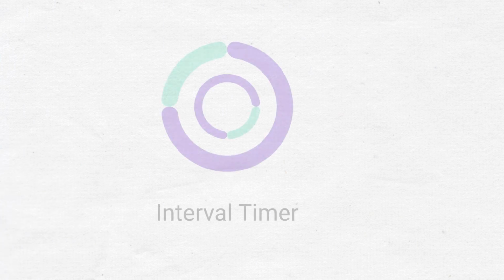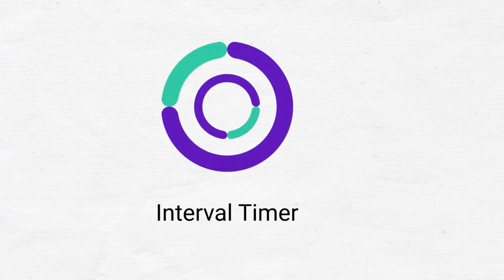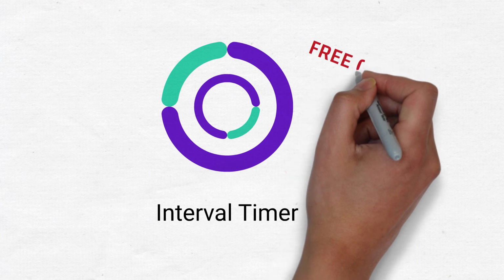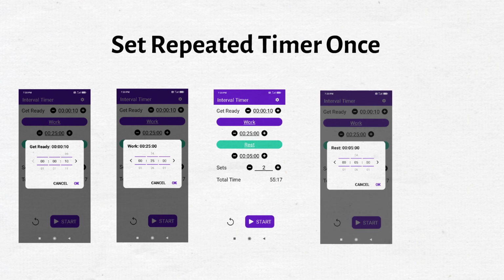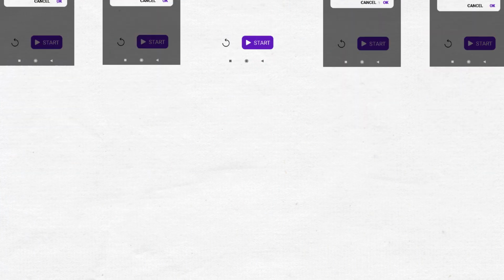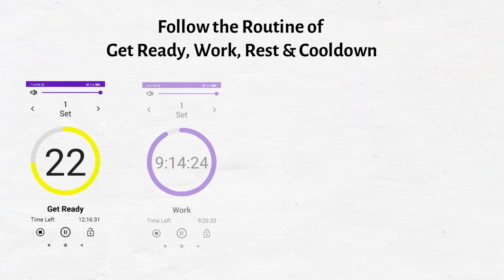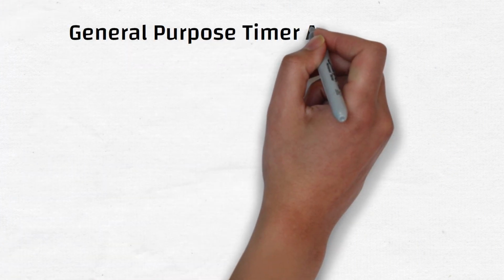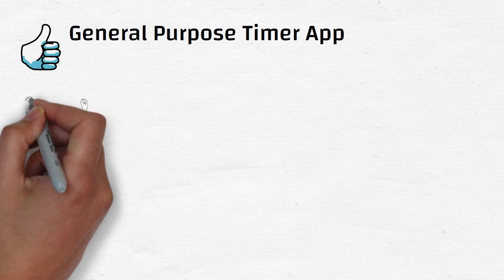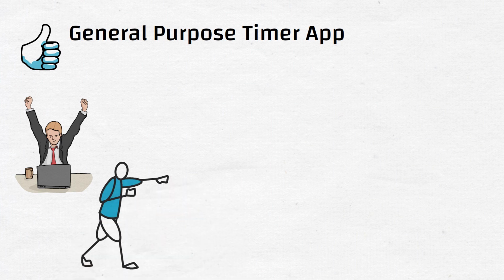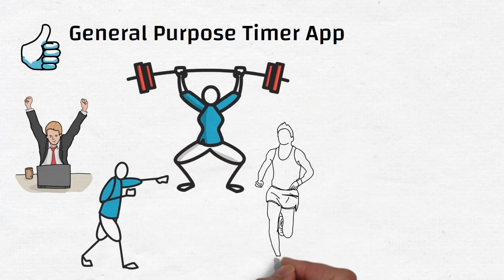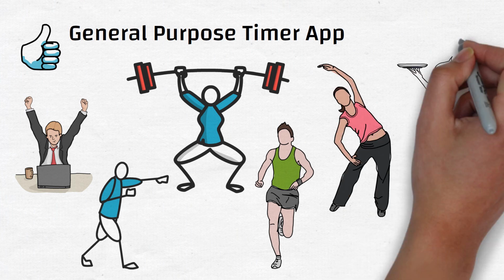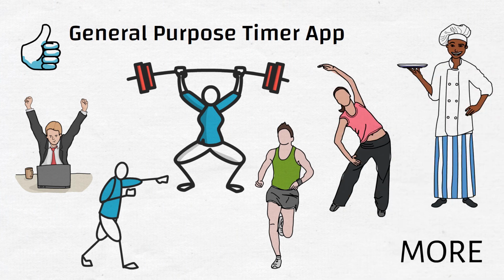Don't worry. You can use the Interval Timer app, which will do it all for you and more, absolutely free of cost. It will help you to set a repeated timer once, like shown here, and then you can follow the routine of get ready, work, rest and cool down. It is a general purpose timer app that is simple and easy to use. It is suitable for all kinds of activities including study, different workouts like boxing, circuit training, HIIT training, Tabata, general use like cooking and wherever you like.